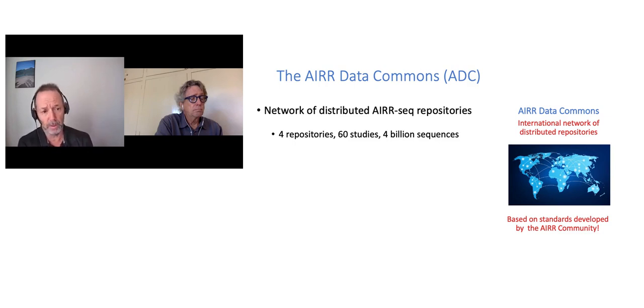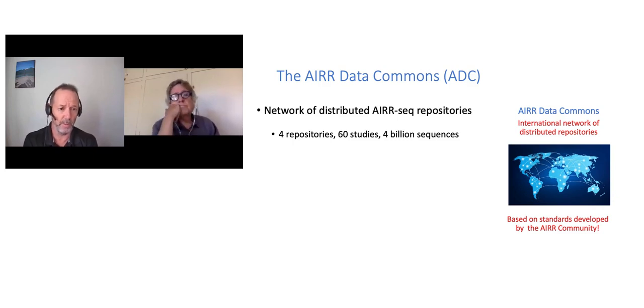Currently, those 4 repositories have 60 studies and over 4 billion sequences. It's important to note that those 4 billion sequences are highly processed. They have gone through a significant curation process and been annotated with the VDJ genes, so they're not just the raw sequence, which is the type of data you would get out of the NCBI SRA.